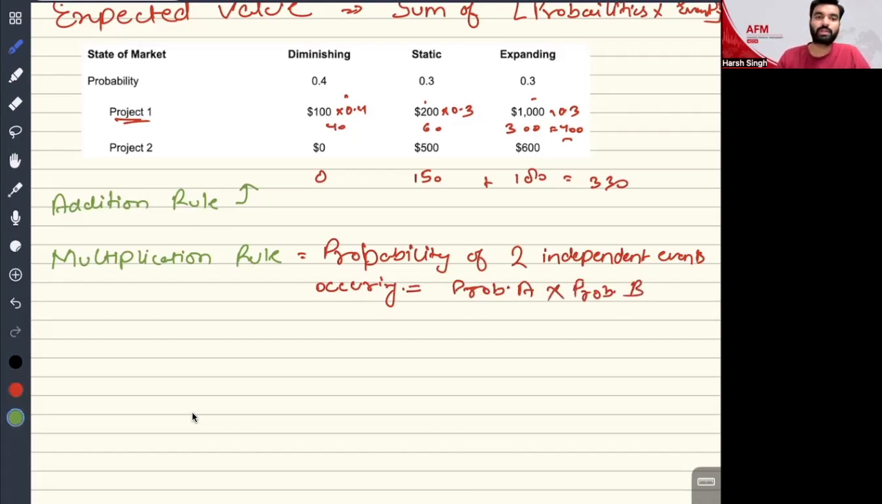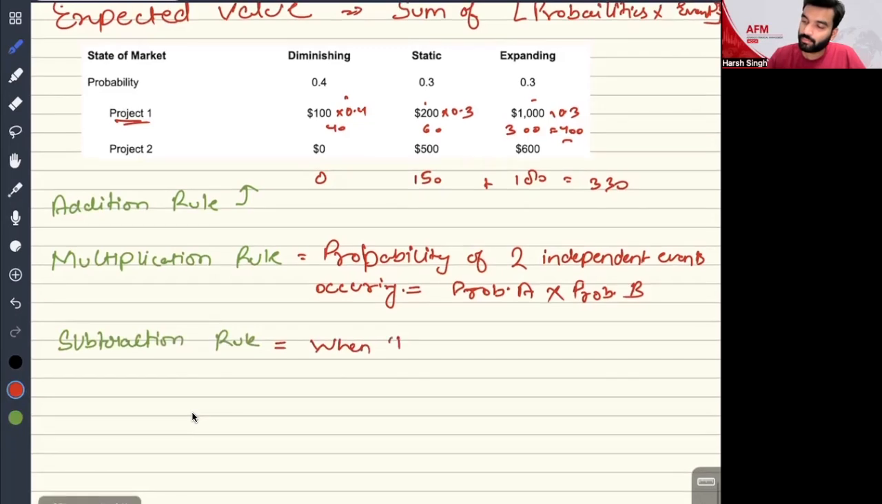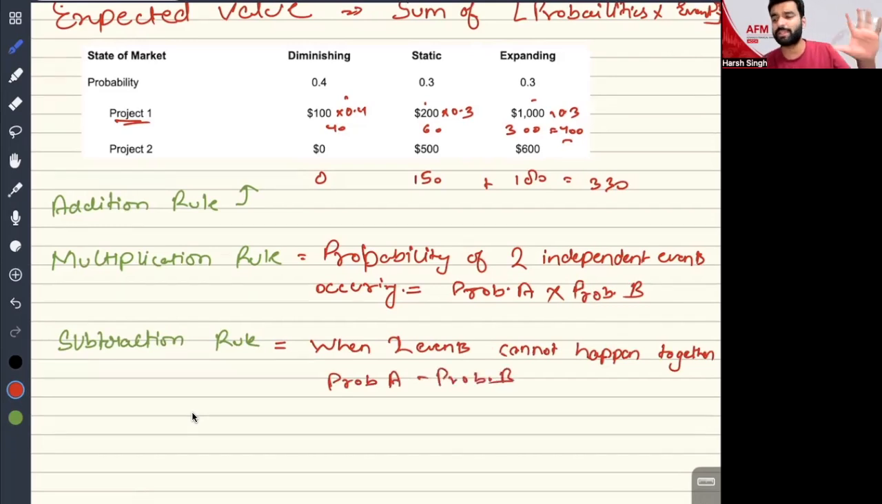Now, the third rule, the subtraction rule. When two events cannot happen together, then that is equal to probability of A minus probability of B. 90% of the times, either the addition or multiplication rule is tested. Either the addition or multiplication rule is tested.